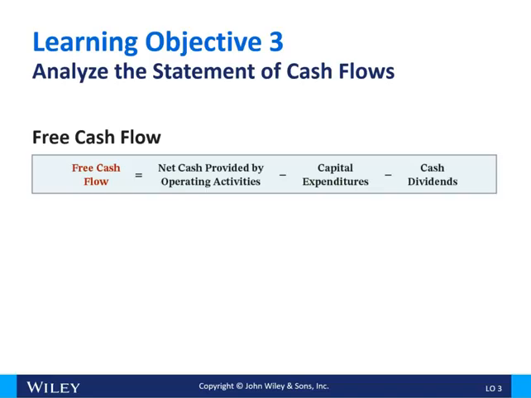that section of the cash flow statement. Then we're going to subtract capital expenditures, so where we spend money buying plant assets, land, that type of thing. And then we're going to subtract any cash dividends paid.